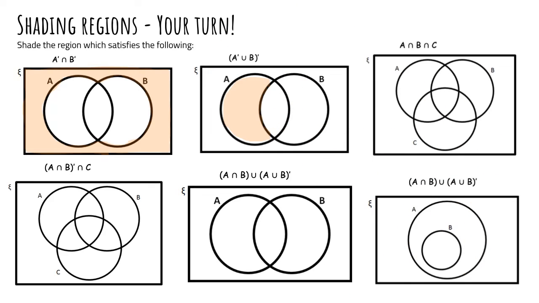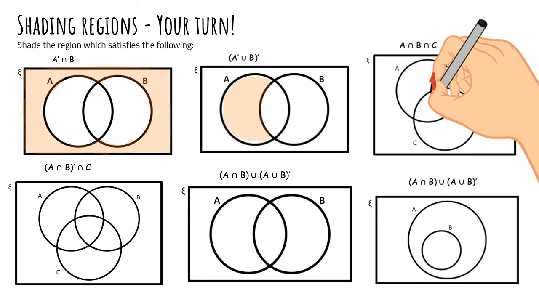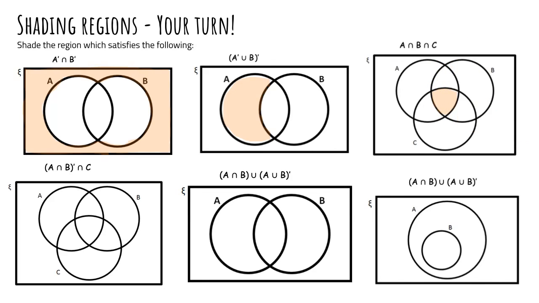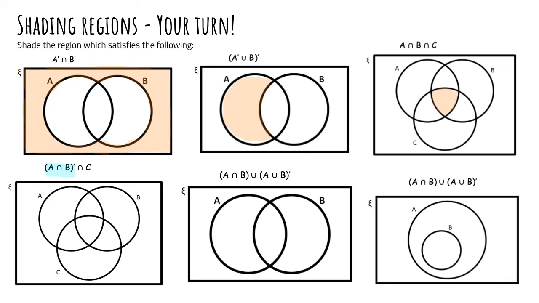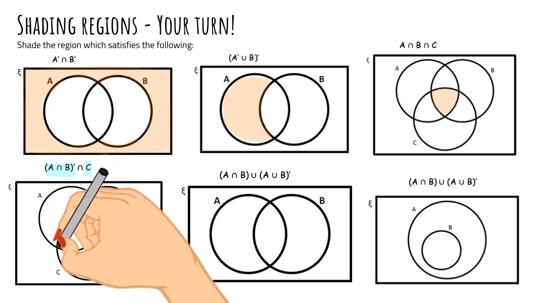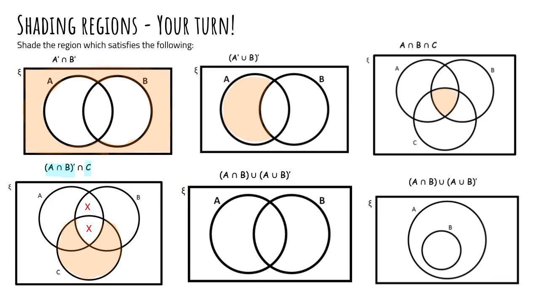The next one along is nice and simple. We want the intersection of A, B and C, which just leaves us with the middle section. So for the fourth question, it has to be not the intersection of A and B, and also C. So first let's cross out what is the intersection of A and B, because it cannot be that. And now I can shade all that is left that is also C. Well done if you've got all of those so far.